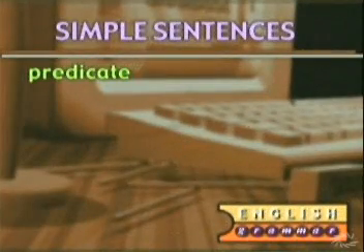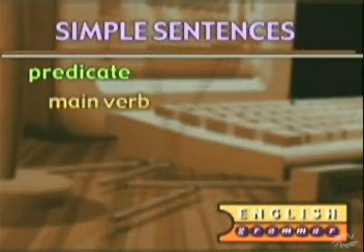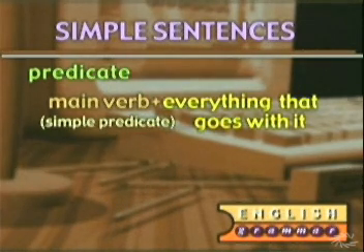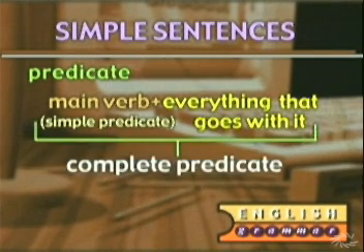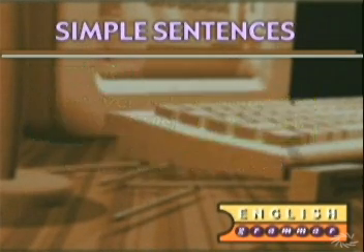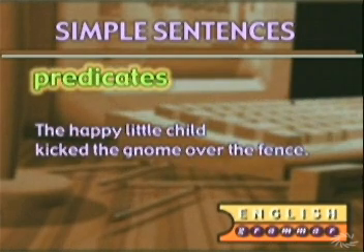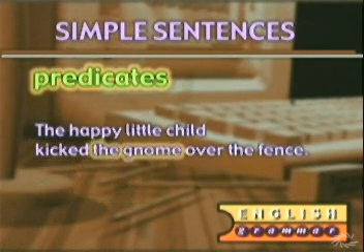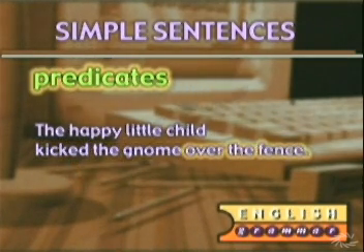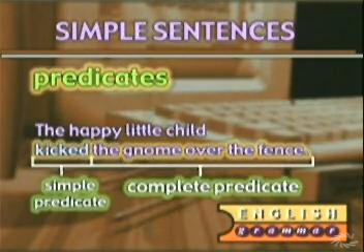The predicate of a sentence consists of the main verb, which is called the simple predicate, and everything that goes with it. This makes the predicate pretty much everything that's not part of the subject. This whole part is called the complete predicate. In our sentence, "the happy little child kicked the gnome over the fence," we can identify kicked as the verb, so it's our simple predicate. Because the gnome and over the fence refer to exactly what was kicked and where it was kicked, we include those as part of our complete predicate.